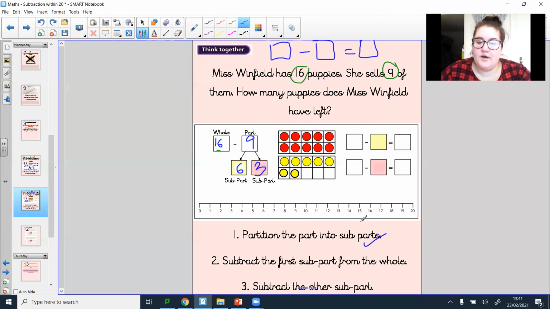So I've done step 1. I've got my subparts now. Step 2, subtract the first subpart from the whole. Okay, so I wonder if you can have a go at that. Remember, when we subtract, we start with the whole, okay? So can you work out the answer to that one for me? Off you go.